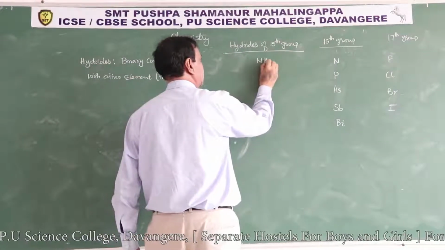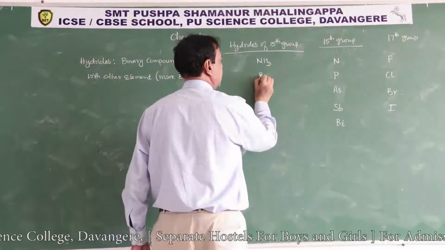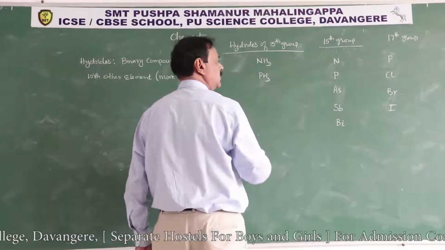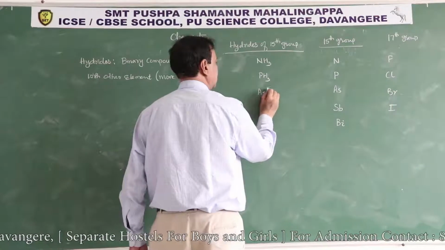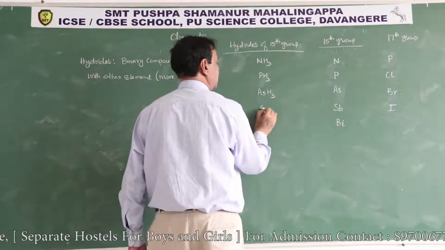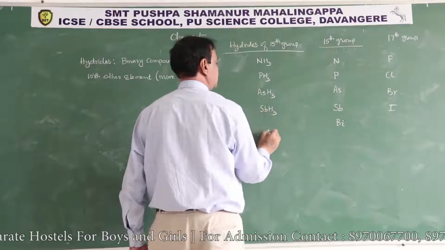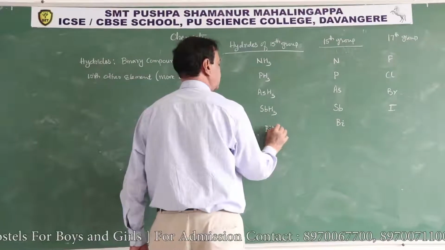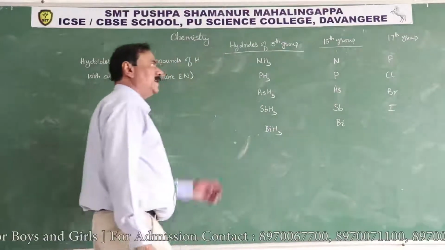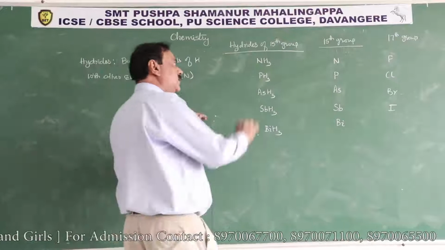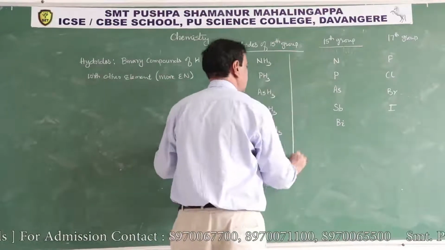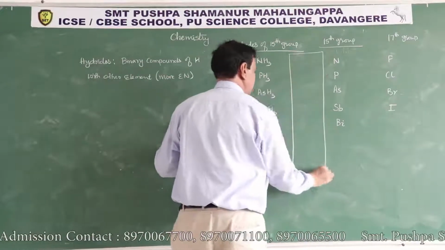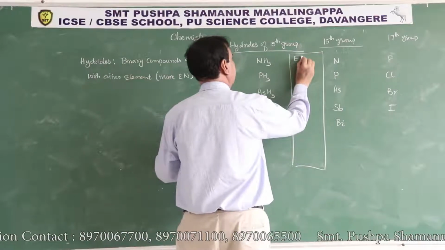What about the hydrides of this group? Ammonia, NH3, is the hydride of nitrogen, then PH3 phosphine, AsH3, SbH3 and BiH3. These are considered hydrides. Now, which one of the following is more stable? A little bit of confusion; you compare the electronegativity values.